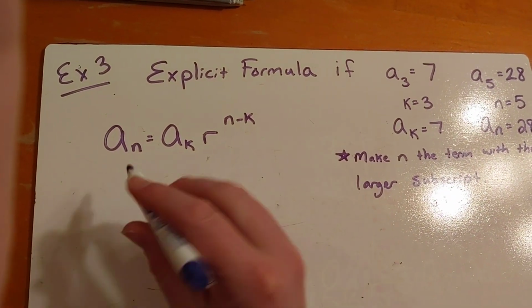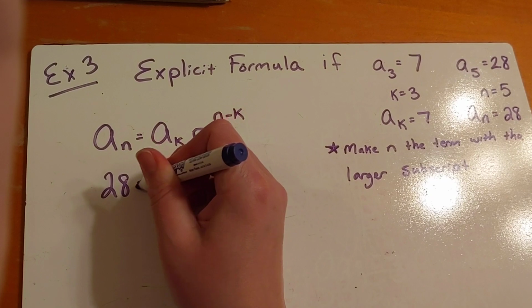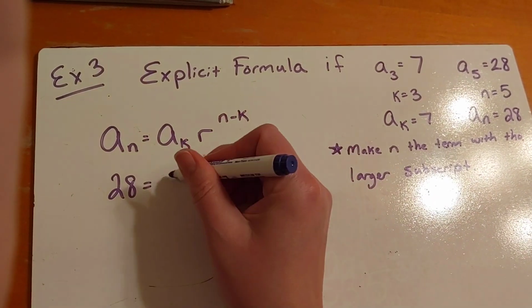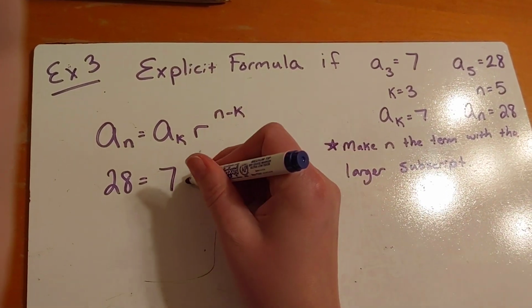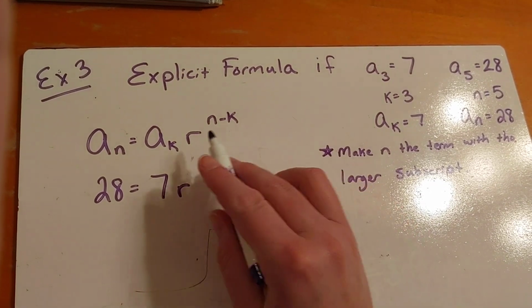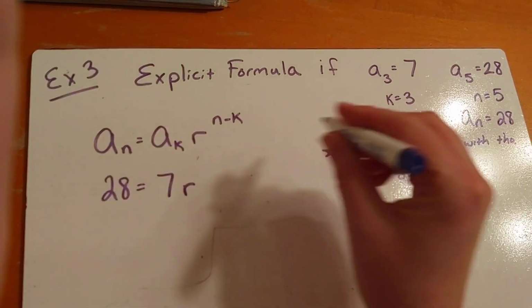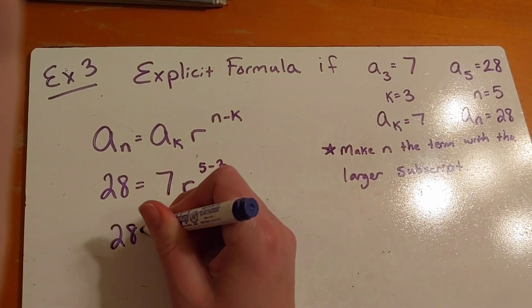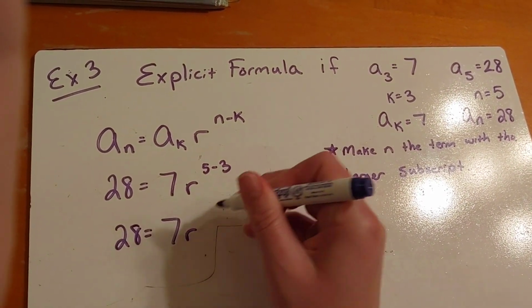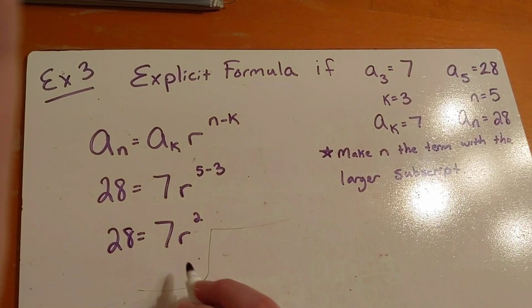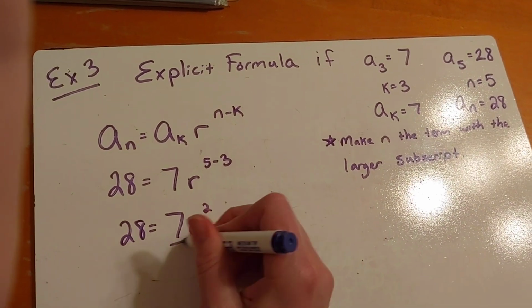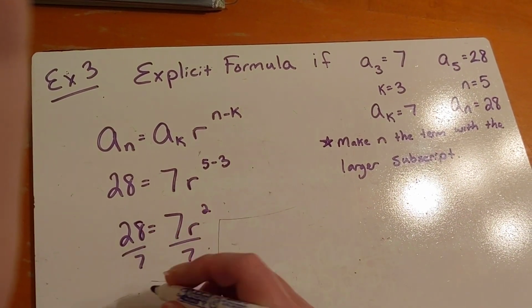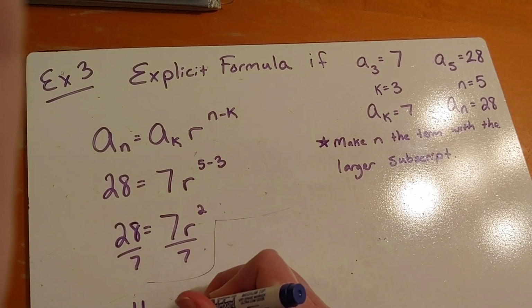So let's see if we can fill in all these pieces and find r. So a sub n is 28 equals a sub k, that's 7, times r, which I don't know yet, to the power n minus k, which is 5 minus 3. Okay, so that means that 28 equals 7 times r to the second power. All right, I want to get this r alone. Let me go ahead and divide both sides by 7. So that's 4 equals r squared.